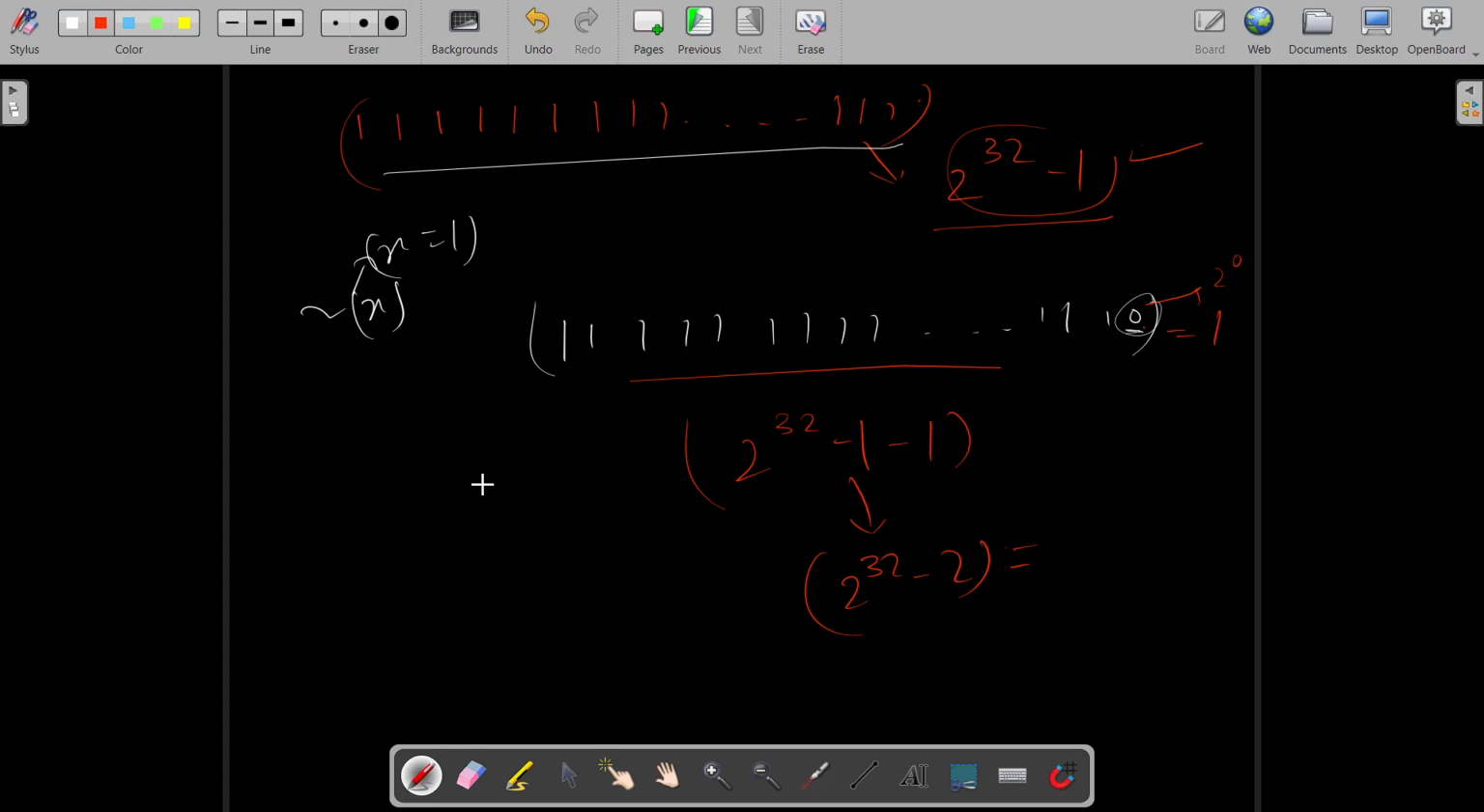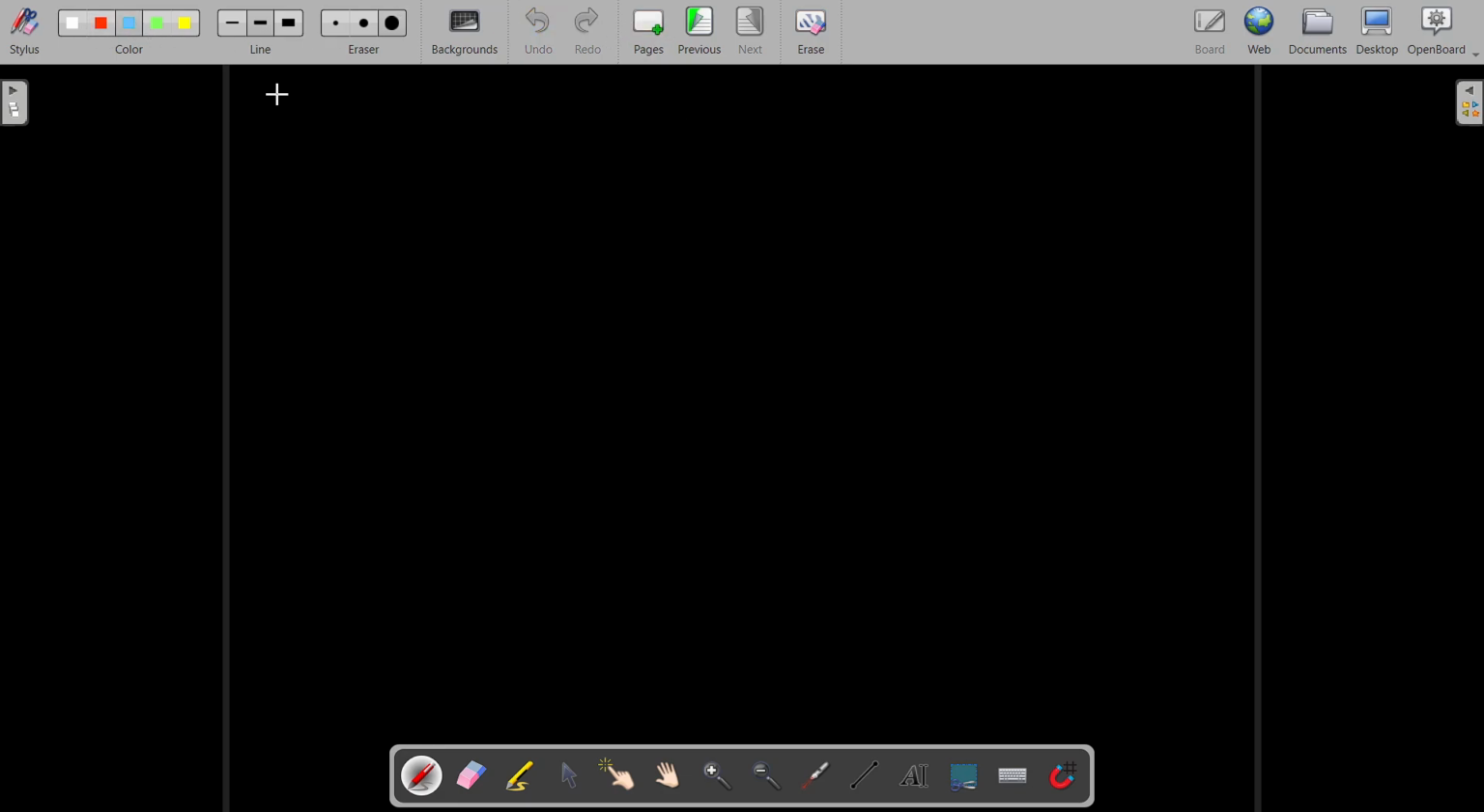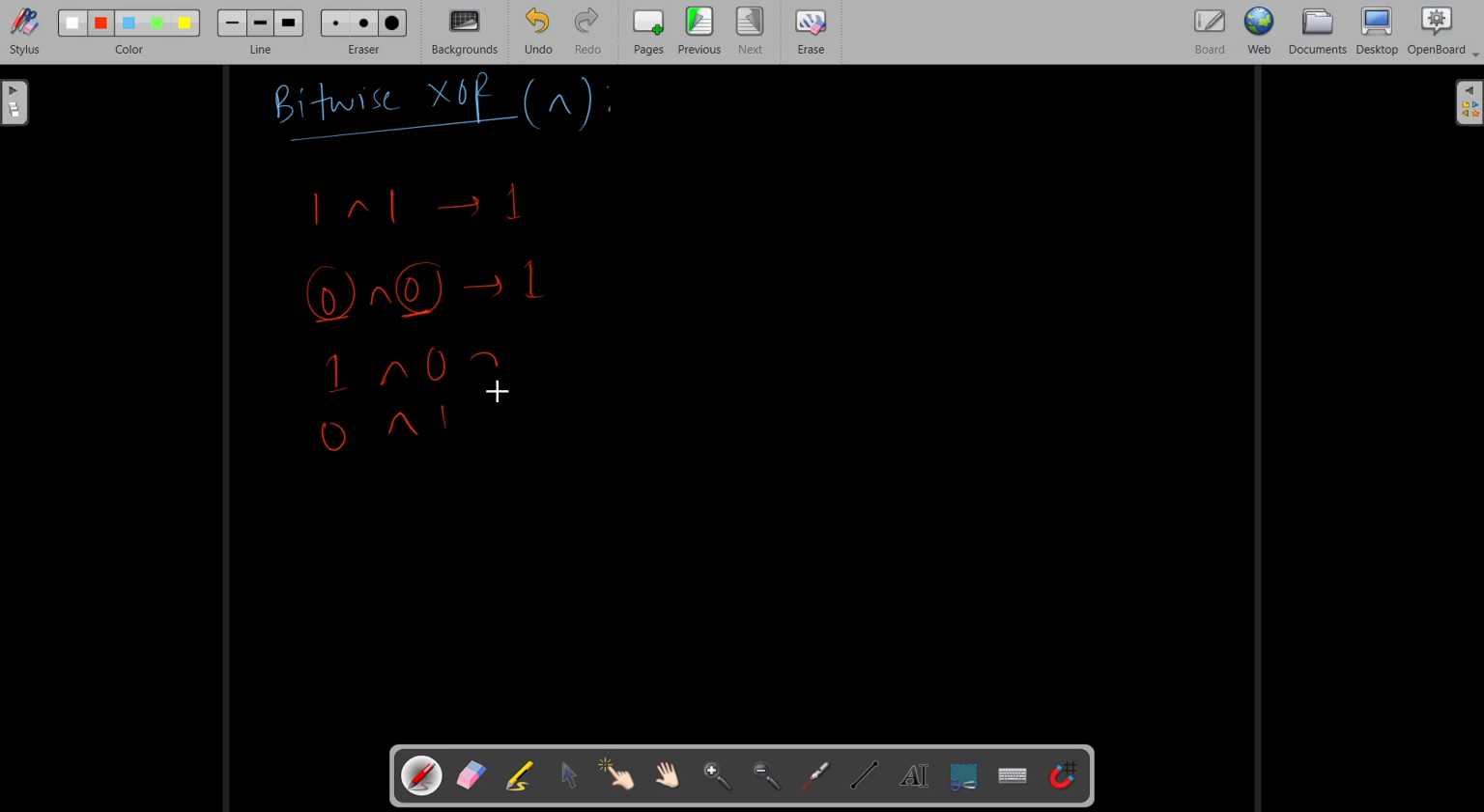Now let's talk about the bitwise XOR operator. Let's add a new page. What is bitwise XOR? It is represented by this sign. So what are the rules for bitwise XOR? Bitwise XOR says that only if both the bits are the same, let's say 1 XOR 1, this gives 1. 0 XOR 0, since both the bits are the same, it will give us 1. And in the rest of the cases, 1 XOR 0 or 0 XOR 1, it will give us 0.